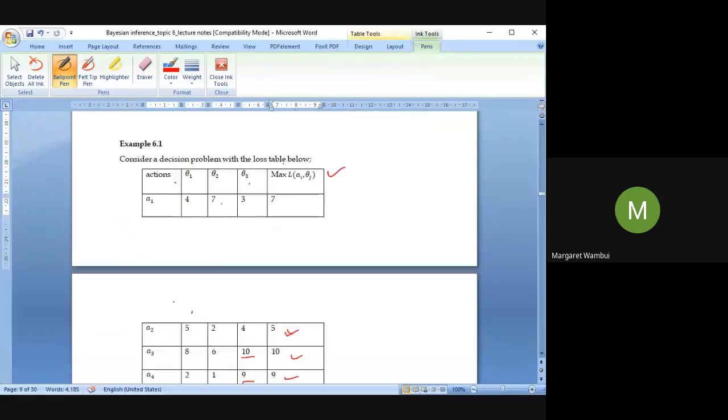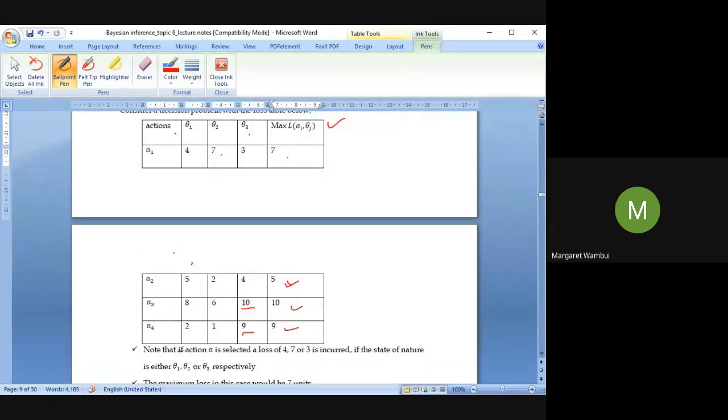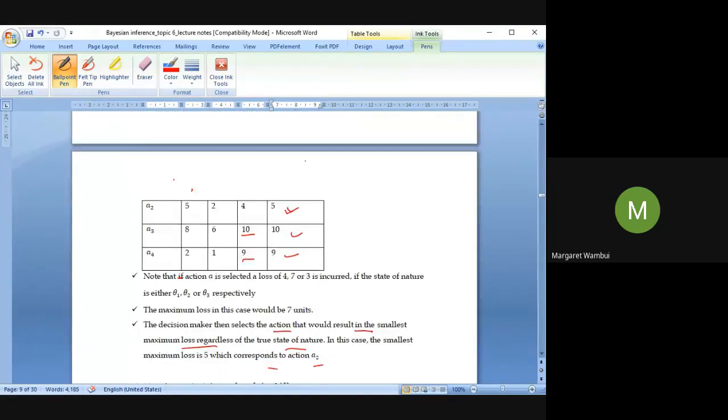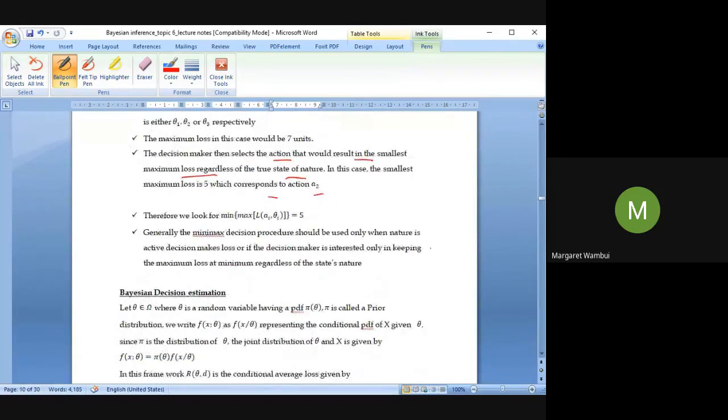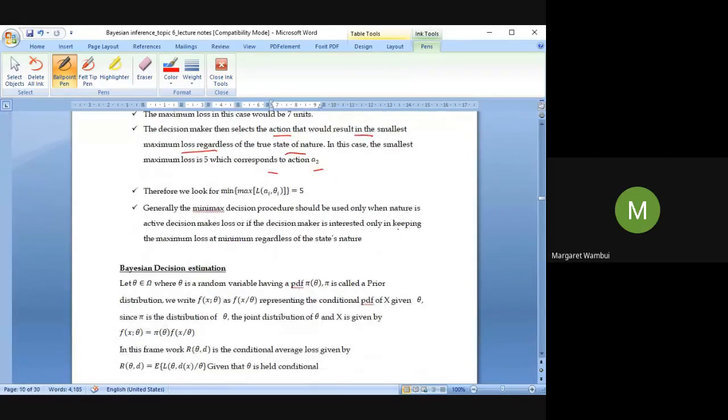So you pick the maximum losses for each of the actions. Then among the maximums, you pick the minimum. So you are talking about the minimum of the maximum, over the actions and over theta. That is basically what you're picking, the minimum of the maximum. We will still revisit this one when we go to the examples, either with data or without data.